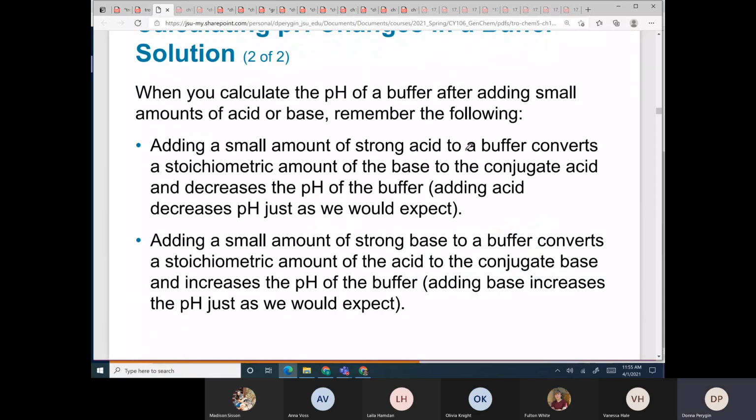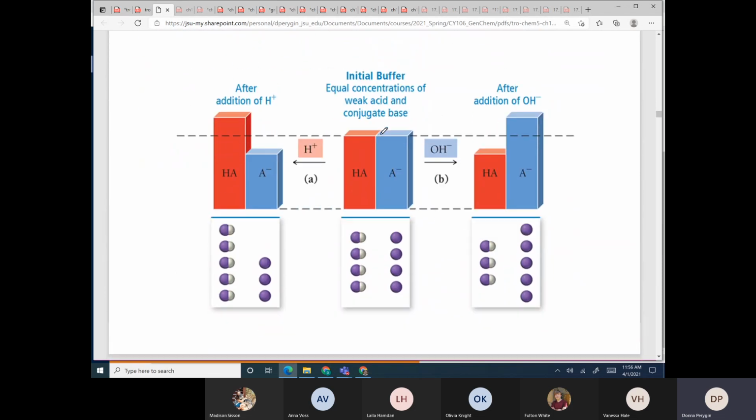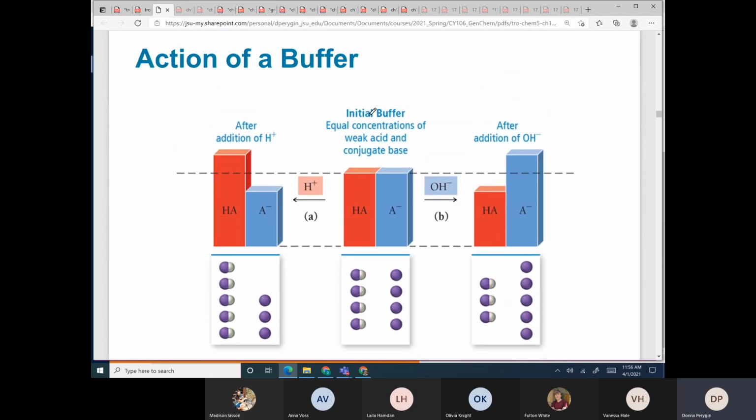So adding a small amount of strong acid, this is another thing you need to remember to set up your problem. Adding a small amount of strong acid converts a stoichiometric amount of the base to the conjugate acid and decreases the pH of the buffer. Okay, adding a small amount of strong base converts a stoichiometric amount of the acid to the conjugate base and increases the pH of the buffer. Okay, so we'll go through a couple more slides and we're going to look at how to work some problems, okay?